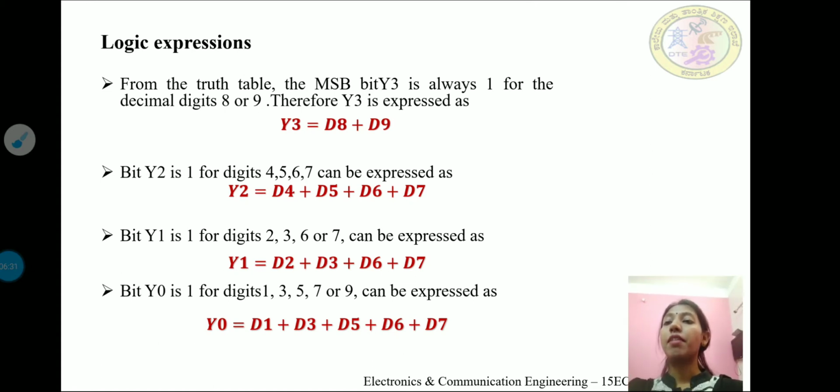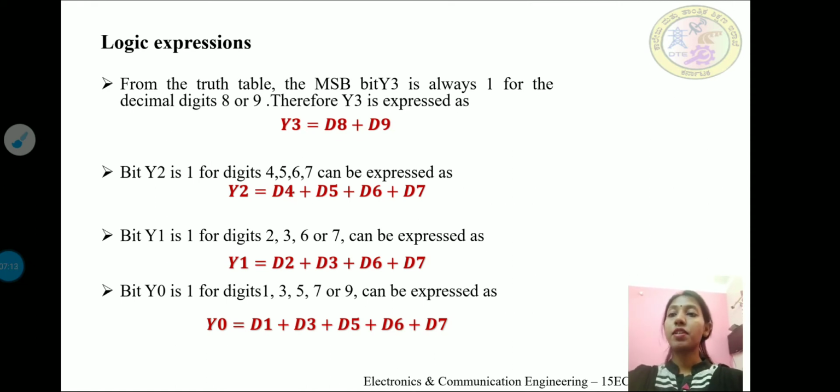And the BCD bit Y1 is active for the decimal digits 2, 3, 6 or 7, and hence it is expressed as Y1 is equal to D2 or D3 or D6 or D7. The bit Y0 is 1 for the decimal inputs 1, 3, 5, 7 or 9. So when these decimal digits are active, the output for the Y0 bit is 1. So the expression for Y0 is Y0 is equal to D1 or D3 or D5 or D7 or D9. So from these expressions, the logic circuit is implemented.